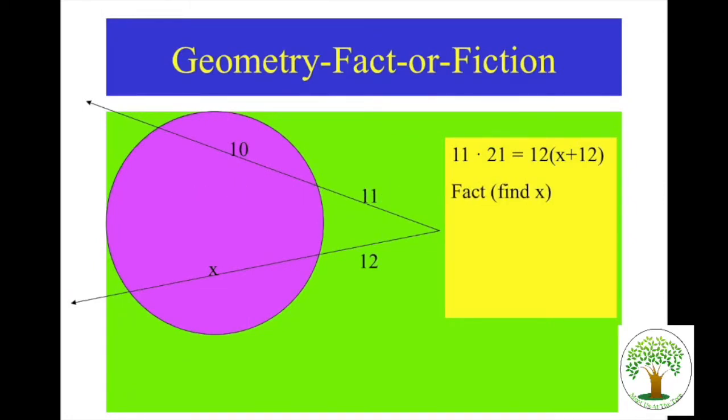It was a fact. To find x, we're going to need to do the distributive property and multiply these together. When we multiply that together, we get 231. Multiplying that out with the distributive property, we get 12x plus 144. We're going to move this 144 over here by subtracting, and then we're going to divide by that 12.